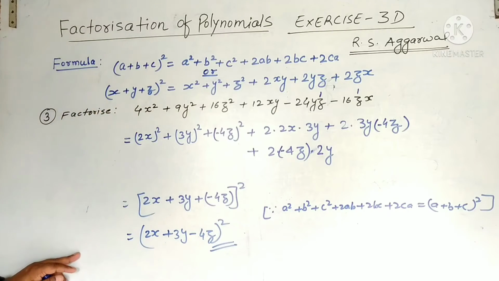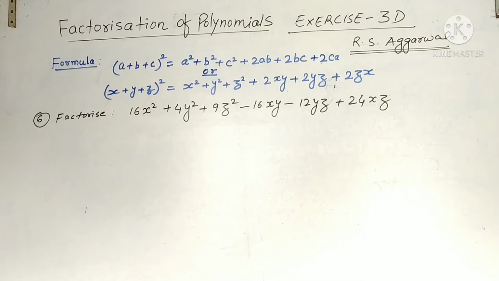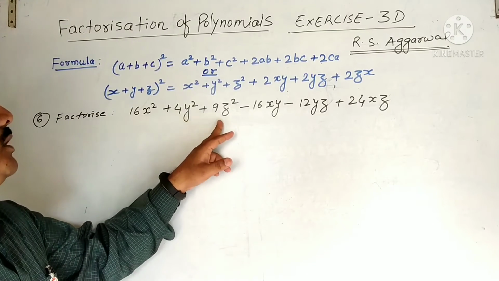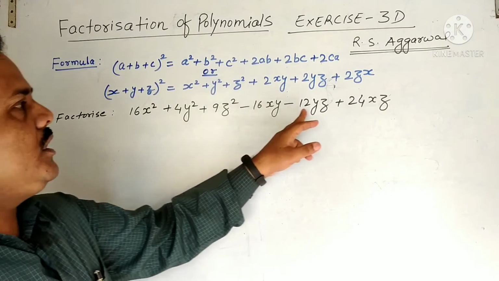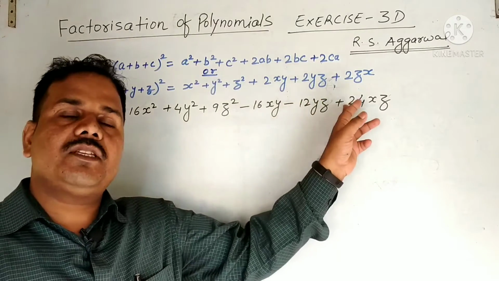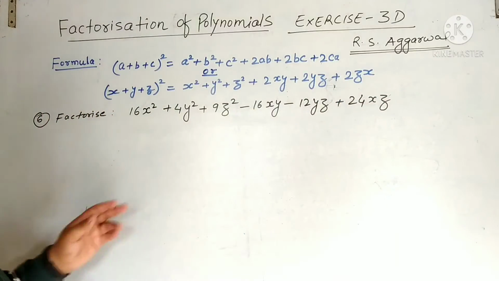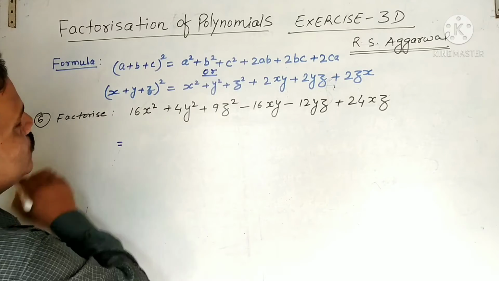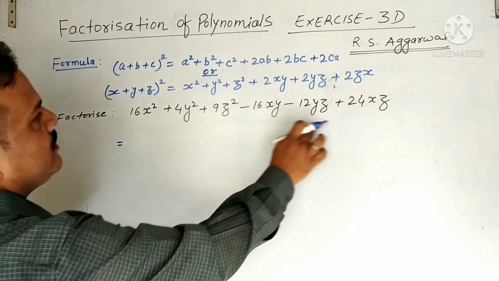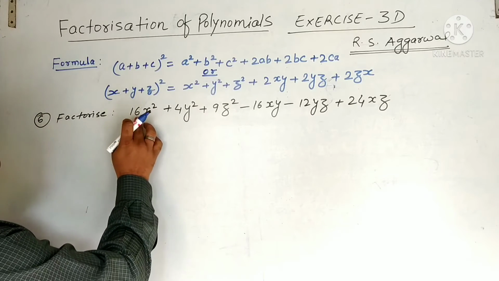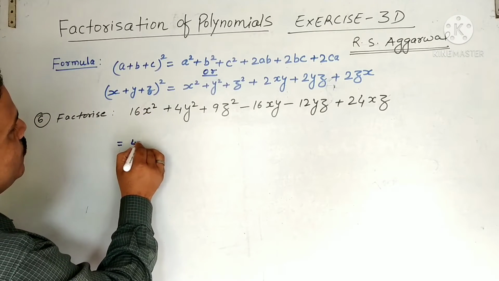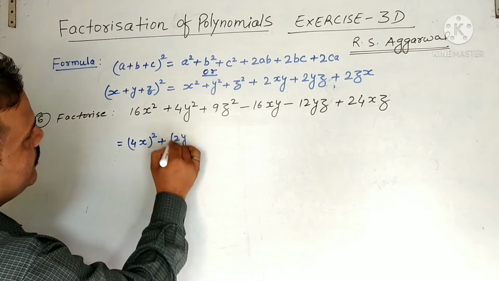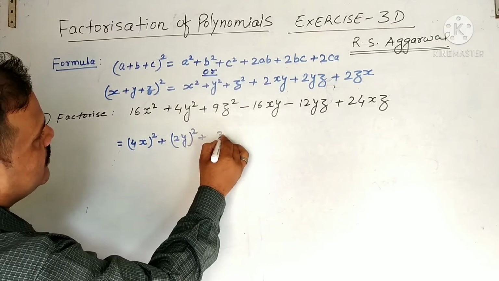This is our solution. Now we will see question number 6. Here 16x square plus 4y square plus 9z square minus 16xy minus 12yz plus 24xz. This also we will factorize, so we will put here equal to. First you write this one, then put equal to. See here it is a square of 4x, so it is (4x) square plus (2y) whole square plus (3z) square.